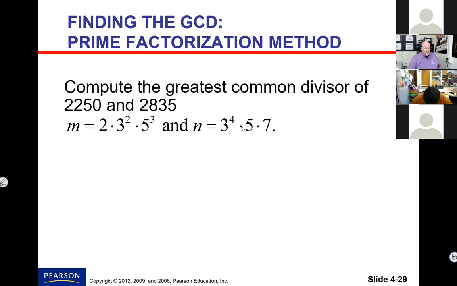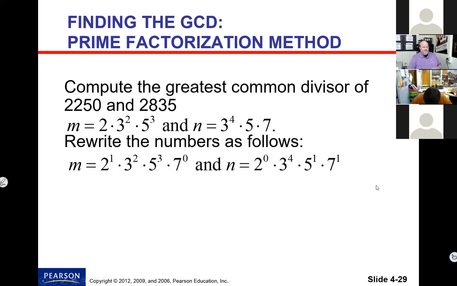So the rule is, if I have a 2 here, see how I have 2 to the 1? I need to have a 2 in the second one. But to do it so it doesn't make any difference, I made it 2 to the 0. Now, if you remember, anything to the 0 exponent is equal to 1. Anything to the 0 is equal to 1. I think we did that a while back.